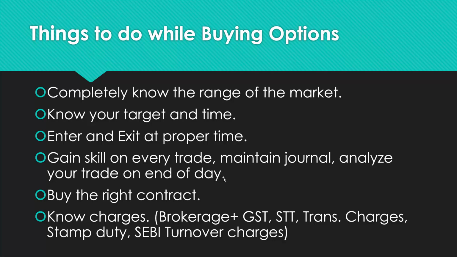You should also buy the right contract. Buy contracts with higher open interest and higher volumes. Avoid buying contracts with lower volumes. You will not be able to exit at the right time, and also you will not get a favorable price, not even the market price. As a beginner, try to trade options only in Nifty or Bank Nifty. Avoid individual stock options. Also know your charges: brokerage, GST, STT, transaction charges, stamp duty, and SEBI turnover charges.